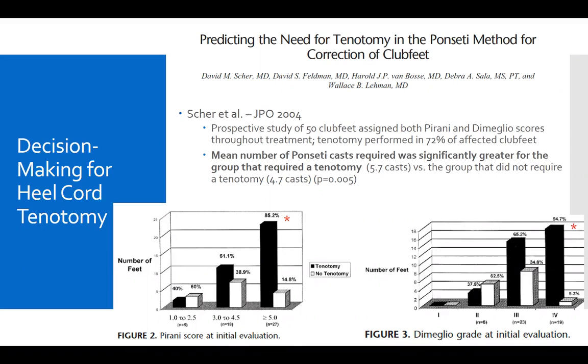And the second figure on the right is very similar. It's looking at the rate of Achilles tenotomy stratified by the initial Dimeglio score at initial evaluation. And they did find, again, a significant difference in the group that scored a grade 4, or very severe clubfoot deformity. They were the ones who tended to need an Achilles tenotomy for the final cast, with 94.7% of those patients actually undergoing the procedure. And when they analyzed the individual components of the Pirani score, they found that those who had a more severe posterior crease, an empty heel, and also a rigid equinus score were the ones more likely to require a tenotomy than those that didn't.